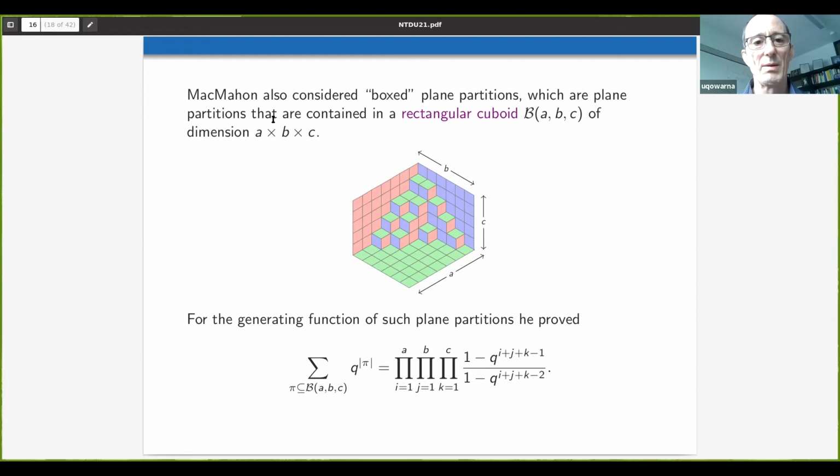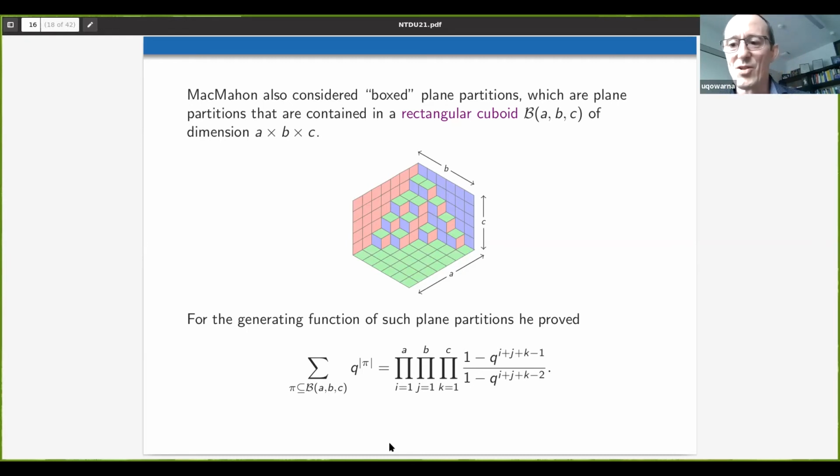So this is, MacMahon already did that. This is a picture of box plane partitions. So now you have, of course, 3 dimensions, A, B, and C. And this is a plane partition that fits in that box. So there it is. And MacMahon, I think this is very beautiful, it's one of my favorite formulas in combinatorics or additive number theory. I think it's extremely pretty that there's such a nice formula for the generating function of plane partitions that fit in a box of dimensions A, B, and C.